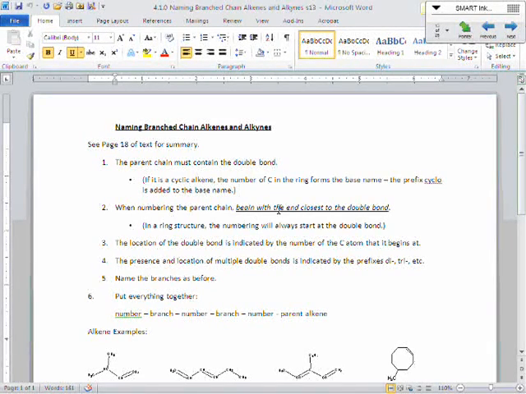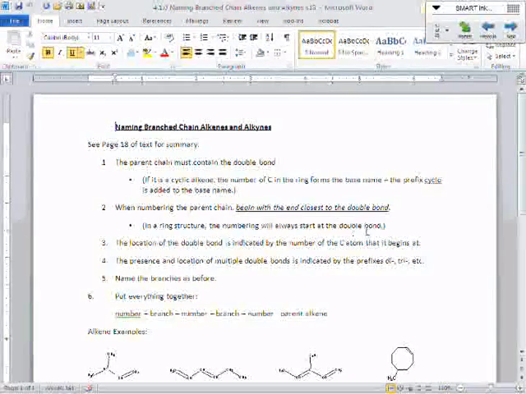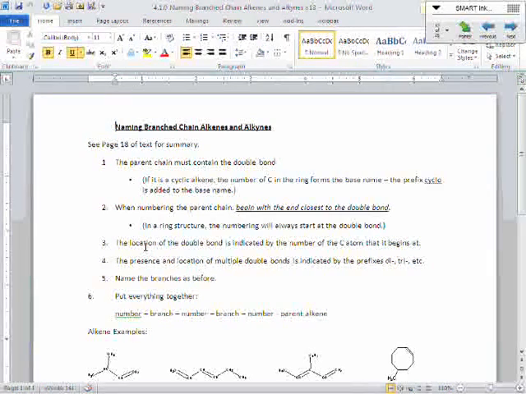When numbering, begin with the end that's closest to the double bond or triple bond. So now our numbering becomes even easier because the double bond always kind of trumps the branches. Because again, it's the functional group, and the functional group gets the main characteristic of that molecule. So we give it the smallest number. So easy. Main chain has a double bond or triple bond, and it gets the smallest number. In a ring structure, numbering will always start at the double bond. So if you've got a ring with a double bond in it, that defines number 1, with number 2 being the next guy. We'll do some examples.